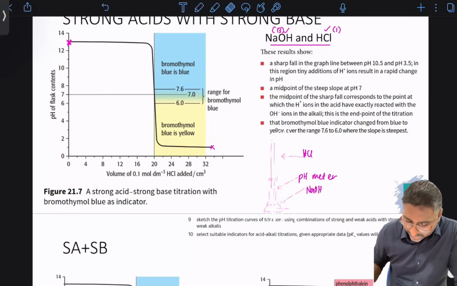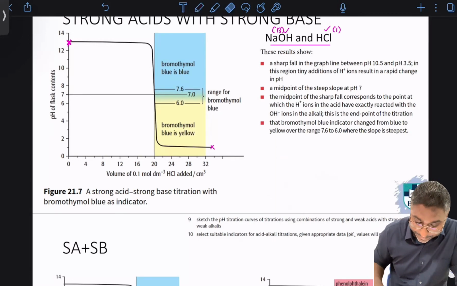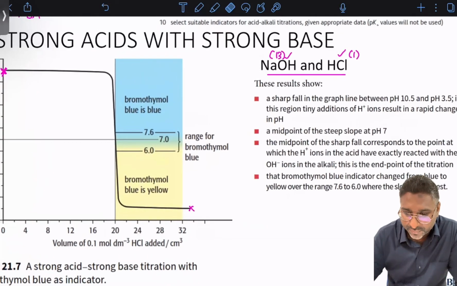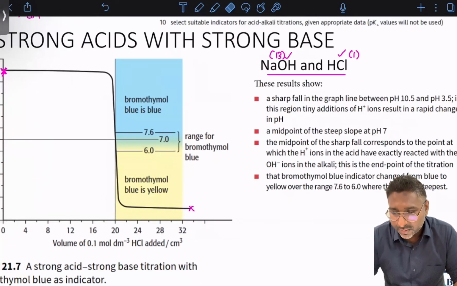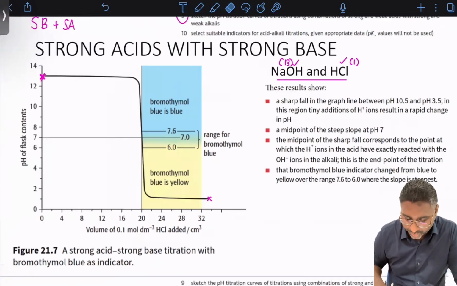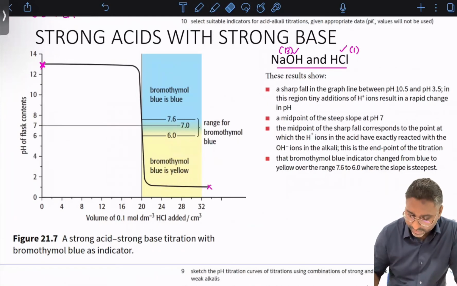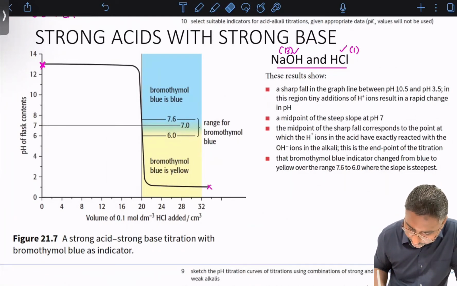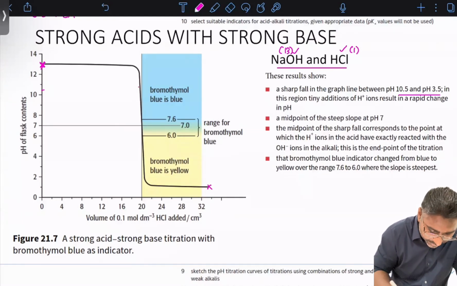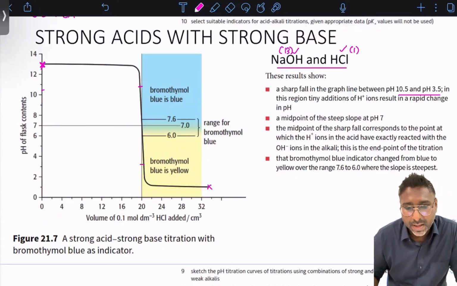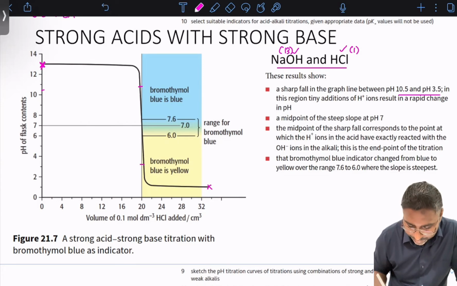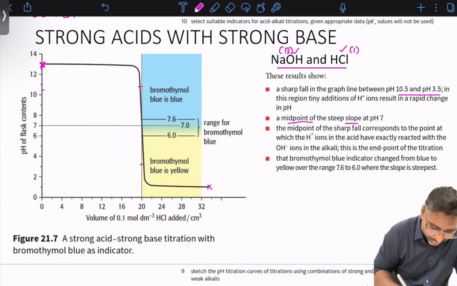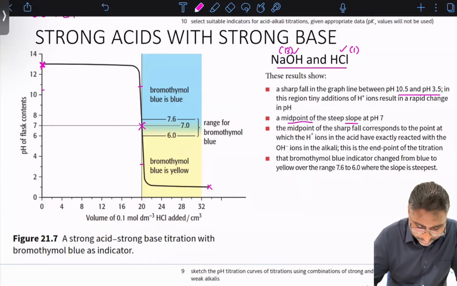What else I want you to observe over here is the numbers: when is the sharp drop, or the sharp fall. The sharp fall is going to be between 10.5 to 3.5. You can see around 10.5, a sharp fall to 3.5 around here. That is what we call the midpoint of the steep slope, which is going to be 7.